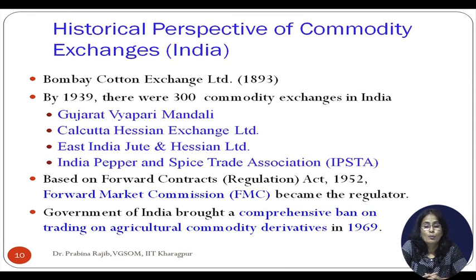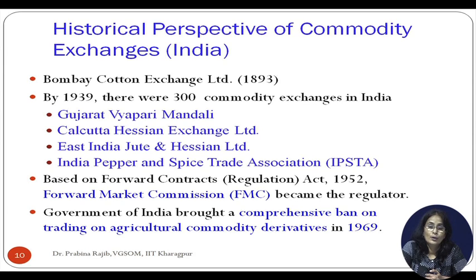Now the historical perspective of commodity exchanges in India. Though we are talking about multi-commodity exchange and NCDEX very recently, India had a very long history of commodity derivatives trading. Bombay Cotton Exchange started in the year 1893, and it offered futures contract on cotton. It seems by 1939 there were around 300 commodity exchanges in India.